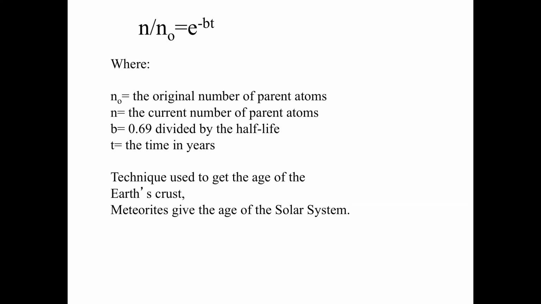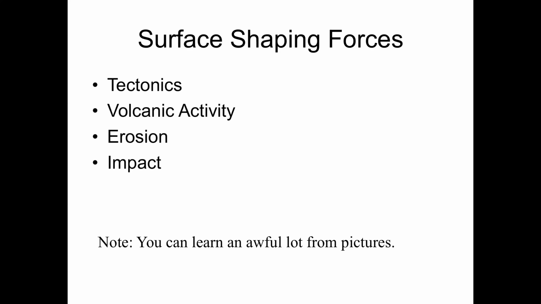And the formal mathematical expression of this is that the number currently over the number you had originally goes as an exponential, e to the minus bt, where b is 0.69 divided by the half-life. So we can use this formula and this technique to get the age of the Earth's crust. Meteorites will give us the age of the whole solar system when we sample a meteorite on the surface of the Earth. When we do this, we get an age for the Earth that's about 4.5 billion years.